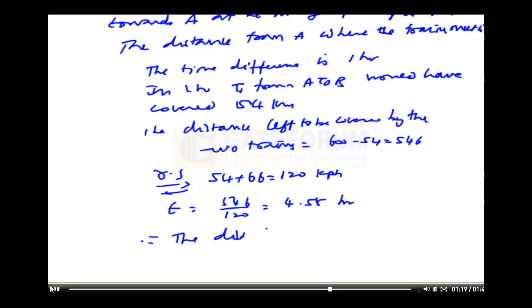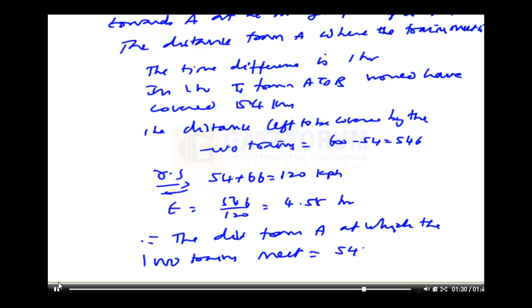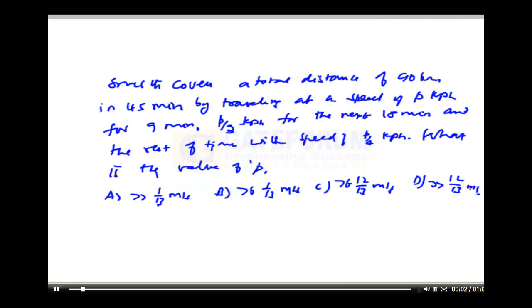Therefore, the distance from A at which the two trains meet is 54 into 4.55, which is 245.7 kilometers. So the options are wrong.